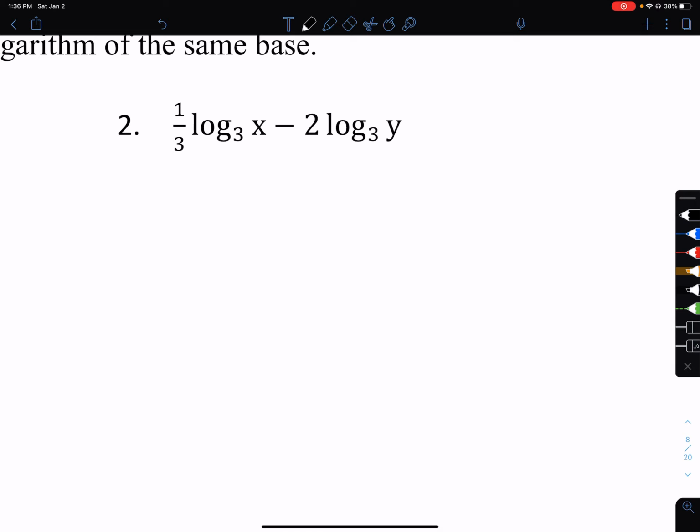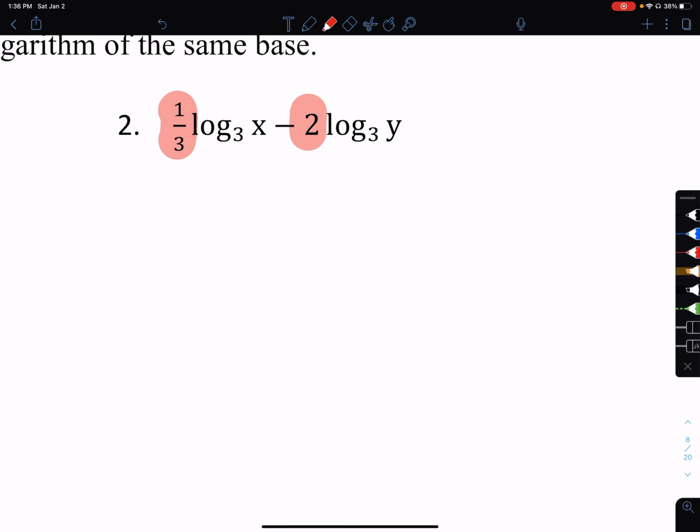Now, number 2, you would like to use the quotient property, which says if you are subtracting two logs with the same base, you divide the arguments. We cannot do that in this problem because of these coefficients. Those coefficients cannot be there if we're going to use the quotient property or the product property. So what could we possibly do?